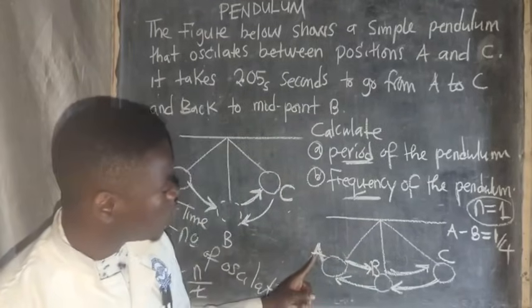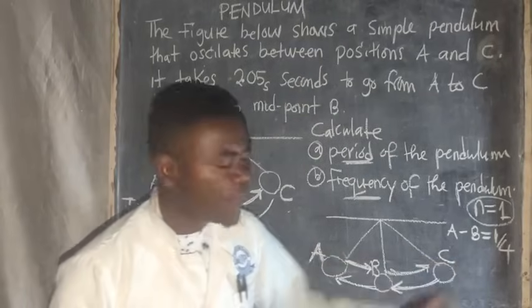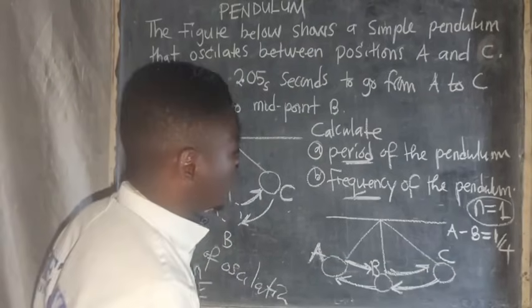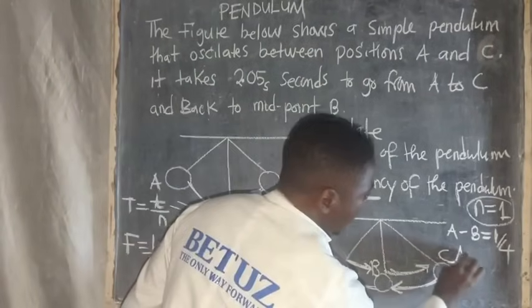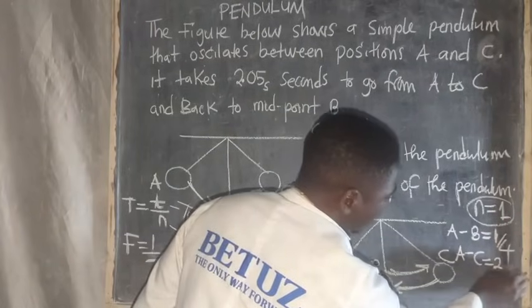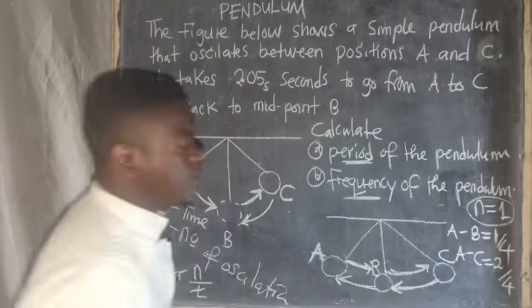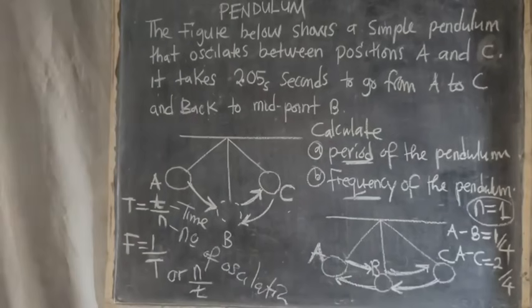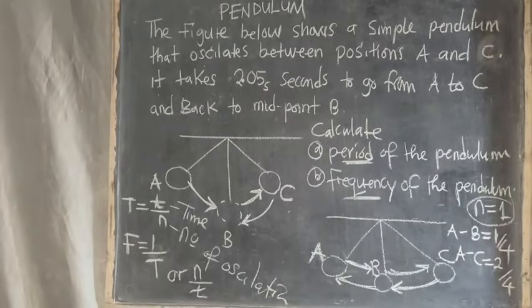If it has moved from A to C, meaning that N is equal to 2 over 4. This is just the same as half. Hope you are able to see this and understand. I'm teaching you how we get to find the values. So this is what you need to get.